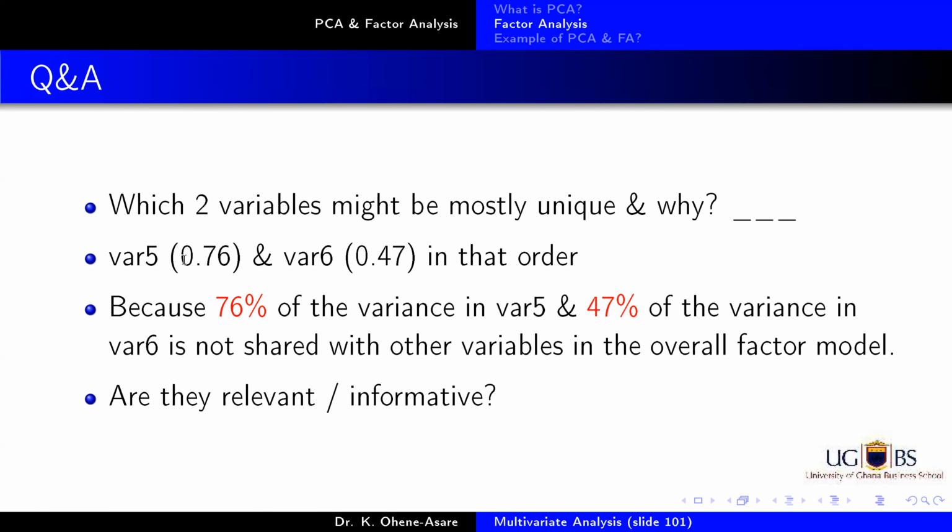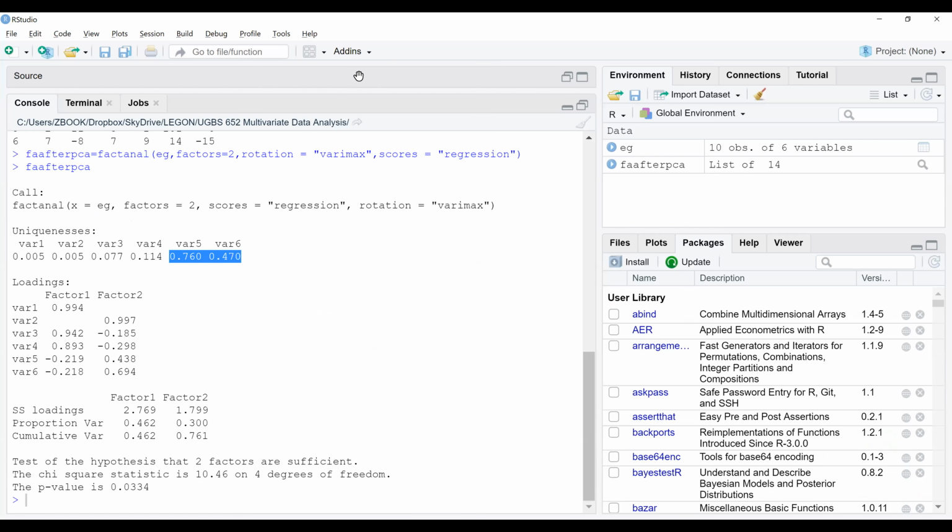Now look at the next part. Steven's still there. The question is, these variables, variable 5 and variable 6, are they relevant? Why? Who can tell us the answer? This one is a yes or no. Are they relevant and why? The answer is no. And the question is why? Well, it's obvious. It's obvious because they have the highest uniqueness and the lowest communality. That's why they are not relevant.